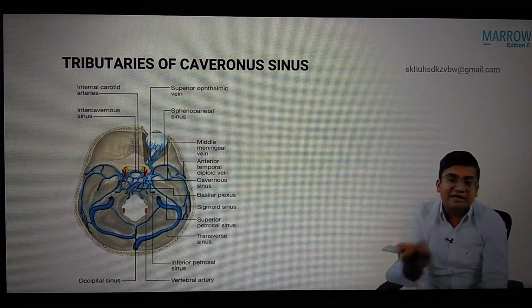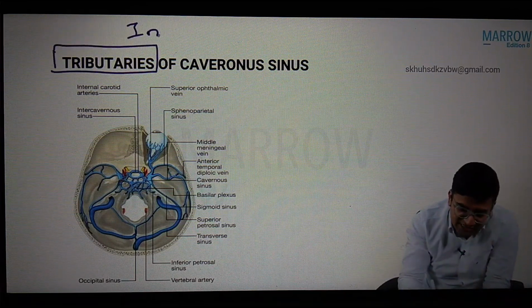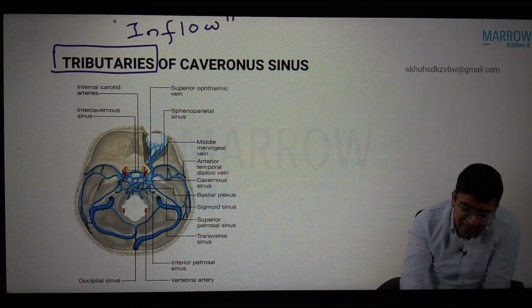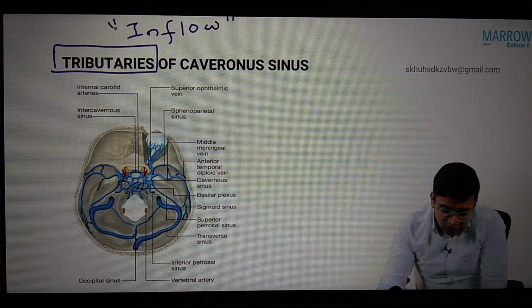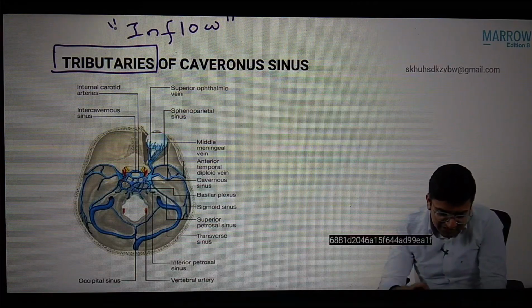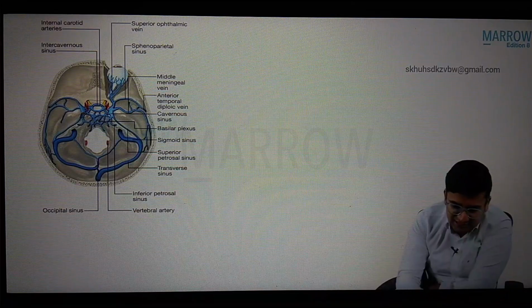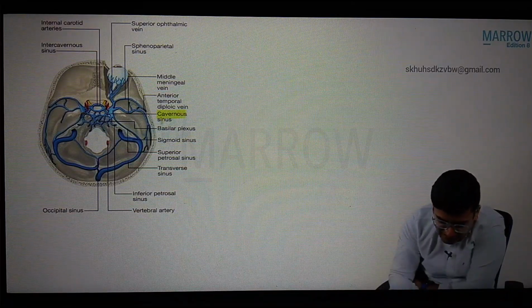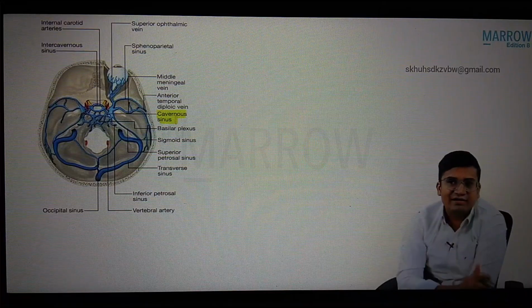They drain into the cavernous sinus. So, tributaries are called inflow channels. There are some veins, they drain into the cavernous sinus. The tributaries of the cavernous sinus. Okay. So, now we're going to zoom this image and see the diagram of the tributaries of the cavernous sinus. Now, this is our cavernous sinus. I told you, tributaries are the inflow channels. They drain into the cavernous sinus.